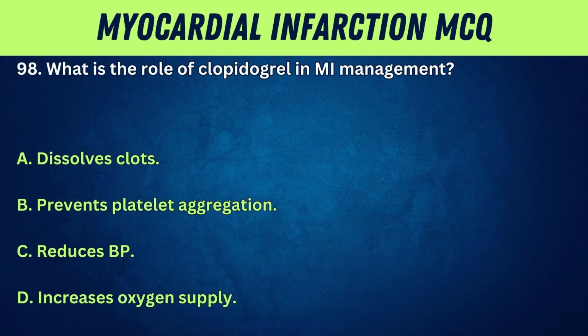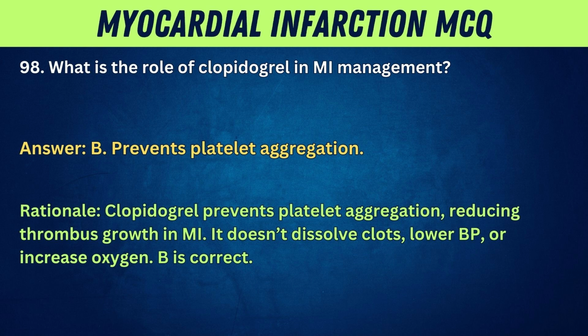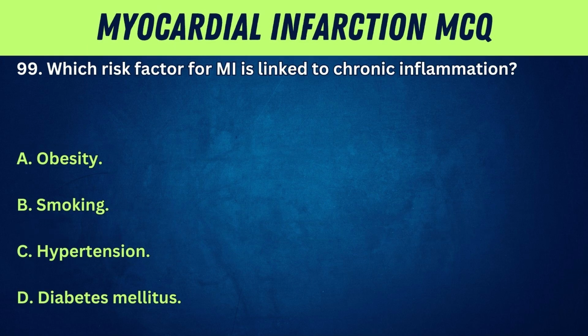98. What is the role of clopidogrel in MI management? A. Dissolves clots. B. Prevents platelet aggregation. C. Reduces BP. D. Increases oxygen supply. Answer: B. Prevents platelet aggregation. Rationale: clopidogrel prevents platelet aggregation, reducing thrombus growth in MI. It doesn't dissolve clots, lower BP, or increase oxygen. B is correct.